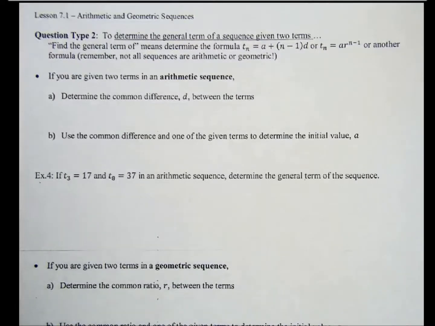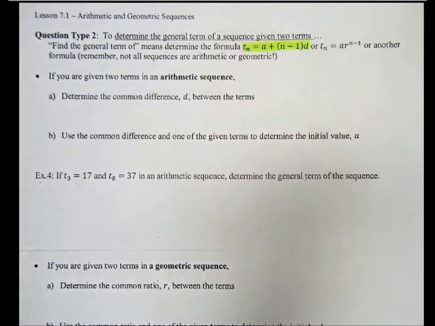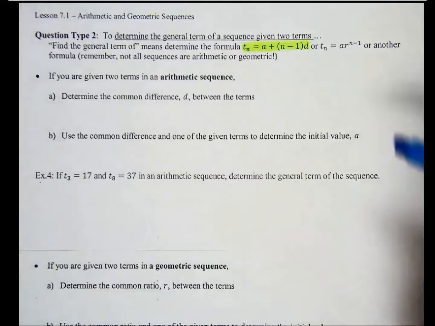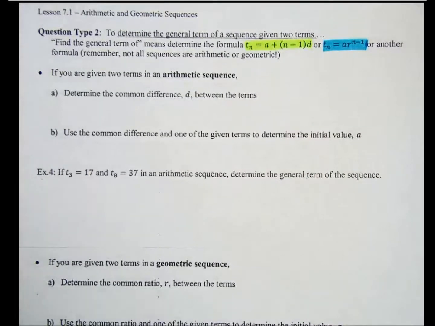All right, moving on to the top of page 3. The second question type, to determine the general term of a sequence. And you have to be given at least 2 terms in order to do this. So find the general term of means determine the formula. So determine either the arithmetic sequence general formula or the geometric sequence general formula, or possibly a totally different formula, neither arithmetic nor geometric, and we'll go over an example like that. First off, if you're given 2 terms in an arithmetic sequence, first of all, you want to determine the common difference d between the terms.